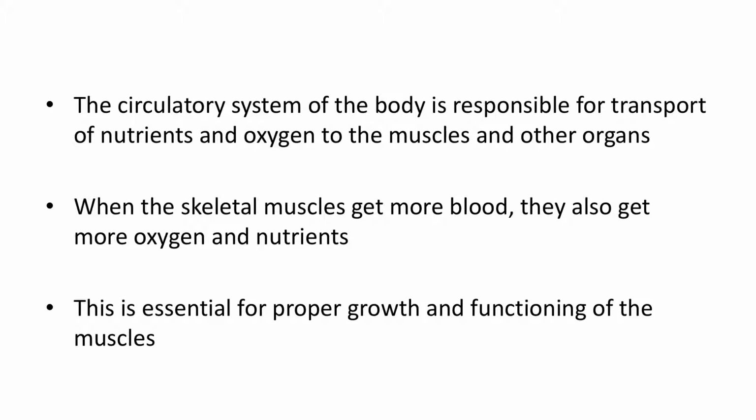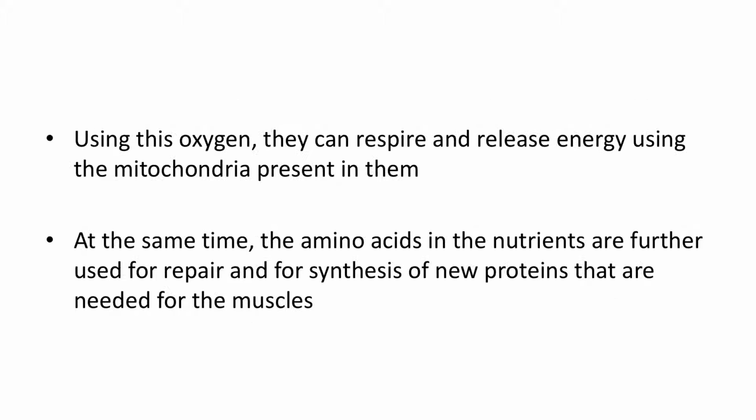The circulatory system of the body is responsible for the transport of nutrients and oxygen to the muscles and other organs. When the skeletal muscles get more blood, they also get more oxygen and nutrients. This is essential for proper growth and functioning of the muscles. Using this oxygen, they can respire and release energy using the mitochondria present in them. At the same time, the amino acids in the nutrients are further used for repair and for synthesis of new proteins that are needed for the muscles.